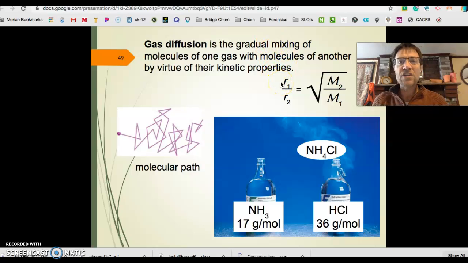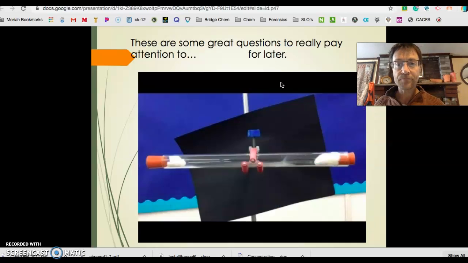And this is just a ratio. It's all we can do really here is compare the rate of two different gases diffusing through air. You know what I'm saying? So this helps us predict the molar mass of something that we don't know. You just compare how fast it diffuses to a gas that you do know about.